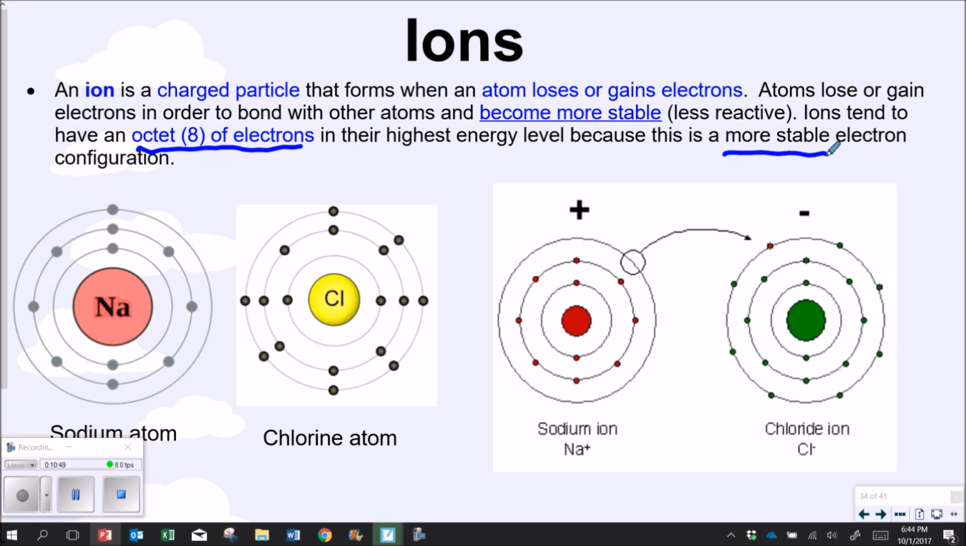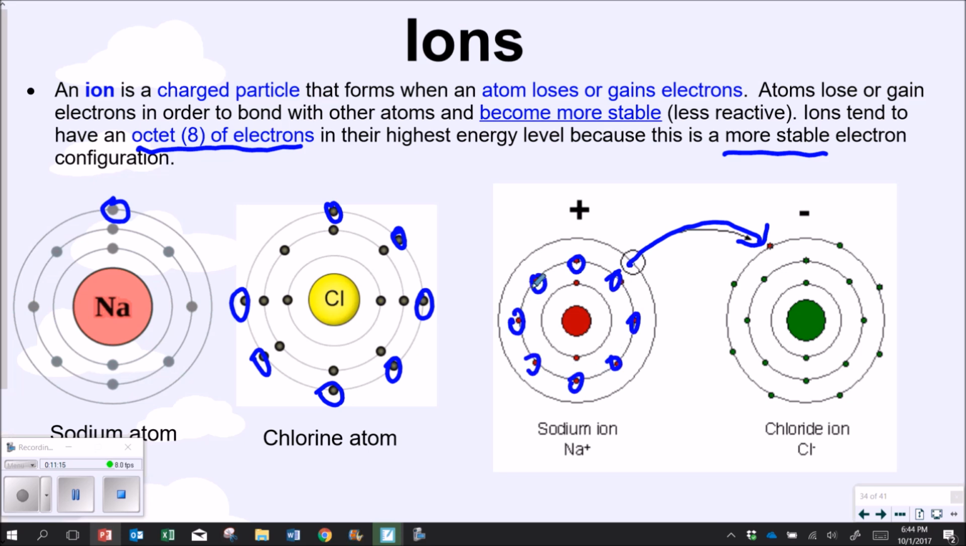So over here, if we have the sodium atom combining with a chlorine atom, we see that sodium has 1 valence electron, whereas chlorine has 1, 2, 3, 4, 5, 6, 7 valence electrons. When they combine, sodium loses its valence electron and chlorine gains that electron. Now sodium has 1, 2, 3, 4, 5, 6, 7, 8 electrons in its outermost energy level, and chlorine also has 1, 2, 3, 4, 5, 6, 7, 8 electrons in its outer energy level. So they are both more stable by combining with each other.